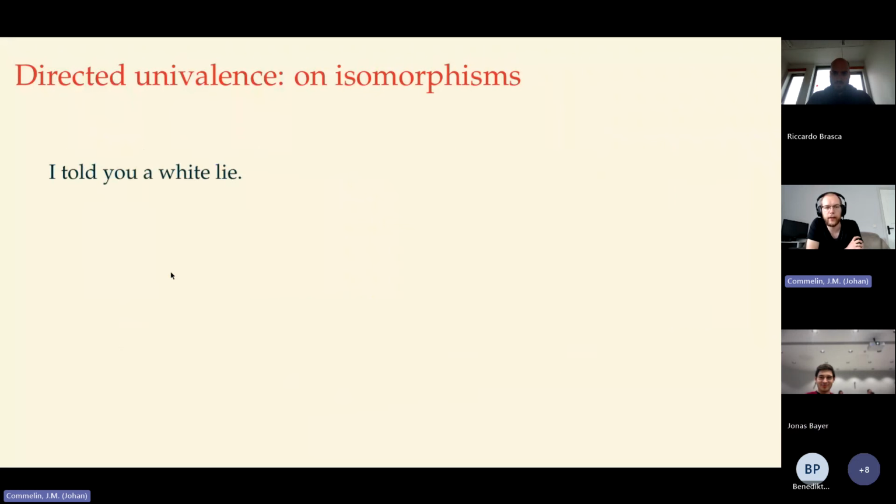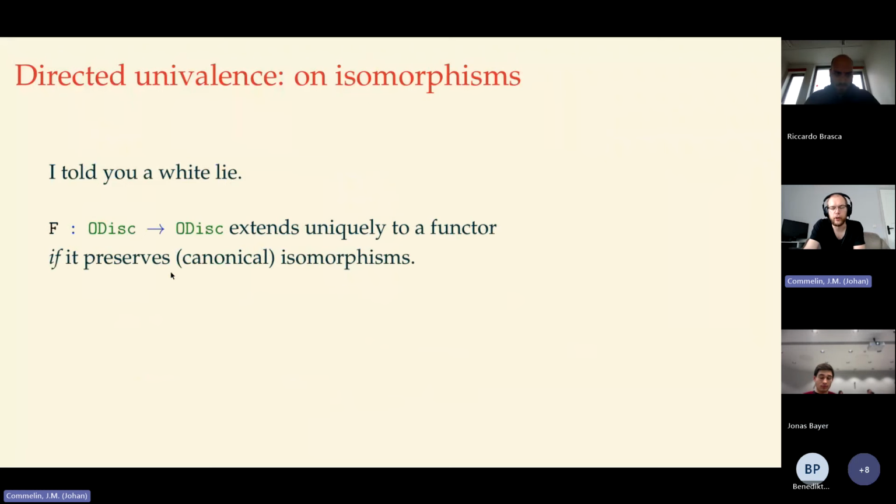Except that I told you a tiny little white lie. So such a function extends uniquely to a functor if it preserves canonical isomorphisms. And of course, nobody knows what canonical means, but in the proof, there are 2 points where you need to use that two types are isomorphic, and they're barely not definitionally equal. If you don't know what definitional equality means, if you've never encountered it before, you won't understand why the two are not equal. They just look obviously equal, but they're not.